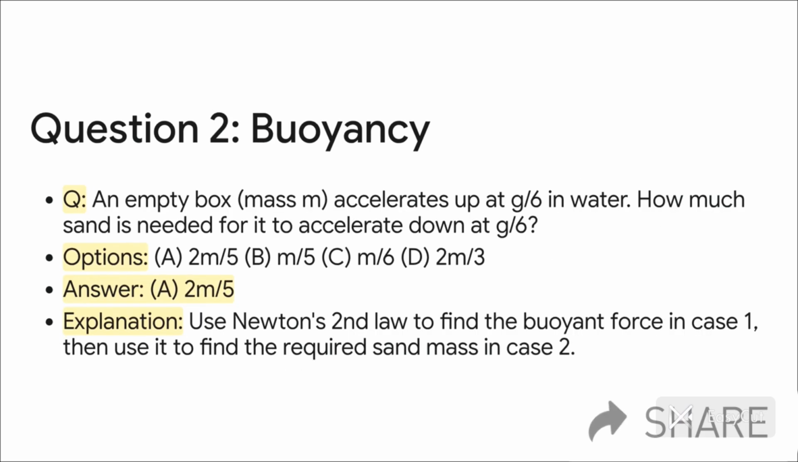Question number 2. An empty box accelerates up in the water. How much sand do we need to add so it accelerates down at the exact same rate? The correct choice here is A, 2m/5. This is a cool little two-part puzzle. First, use the fact that it's accelerating upwards to figure out the buoyant force from the water. That force stays the same. Then you set up a new equation for it accelerating downwards to find the total mass you need. After that, it's easy to figure out how much sand you gotta add.